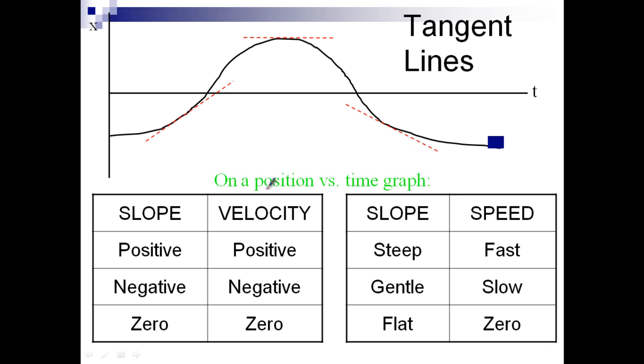So on a position versus time graph, the slope is positive, like this guy. Nice positive slope. It means the velocity is positive. The slope is negative. Negative slope. If it's 0, you get a nice flat line parallel to the x-axis. If the line is steep, it's moving fast. If it's gentle, it's moving slow. And if it's flat, it's 0.